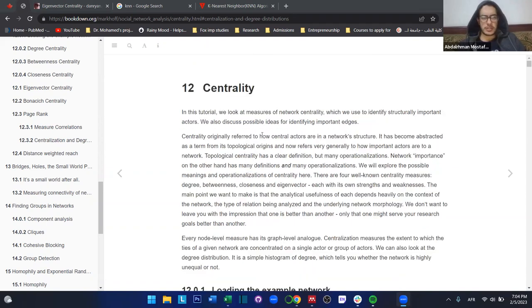So today's topic is centrality, which is basically a measure of how the edges or the nodes of a network are centered together, right? And in general, more centered nodes or actors are more crucial to the network structure. Whatever power we are talking about, they would be generally more important to that network, right?